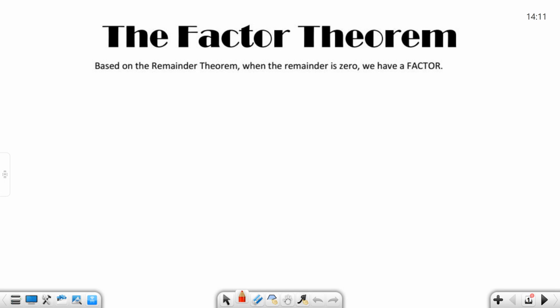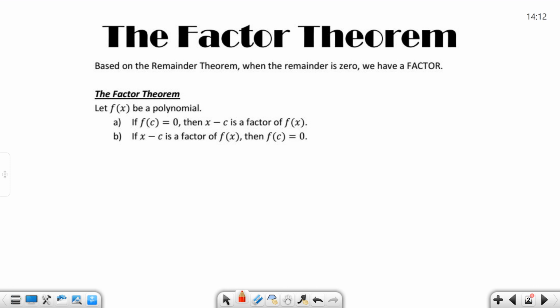The factor theorem. Based on the remainder theorem, when the remainder is 0, then we have a factor. The factor theorem says let f of x be a polynomial; if f of c equals 0, then x minus c is a factor of f of x. If you recall from the remainder theorem, f of c is the same thing as the remainder. So if the remainder is 0, then f of c is 0.